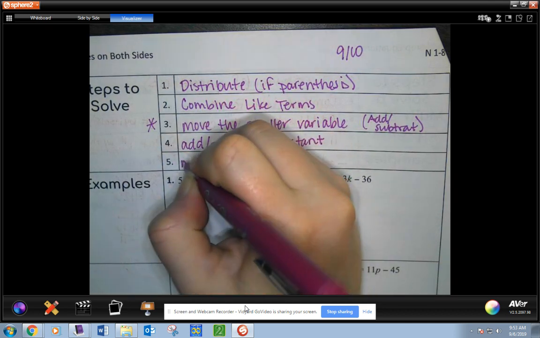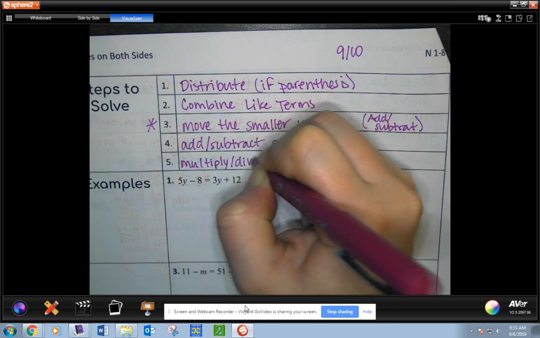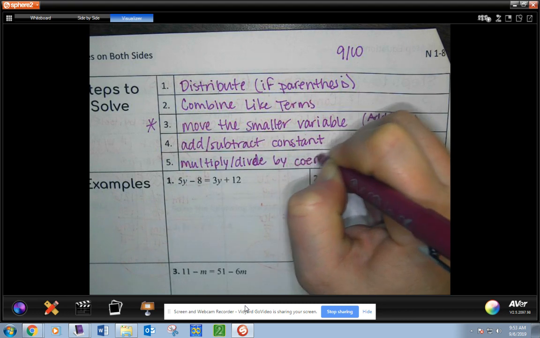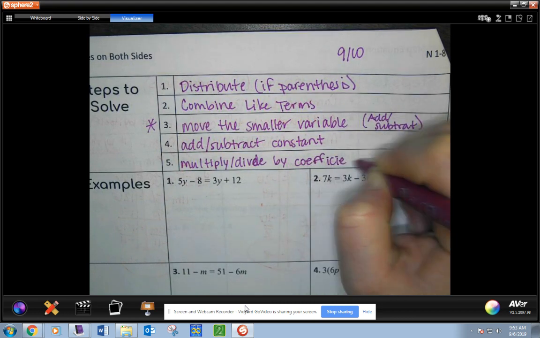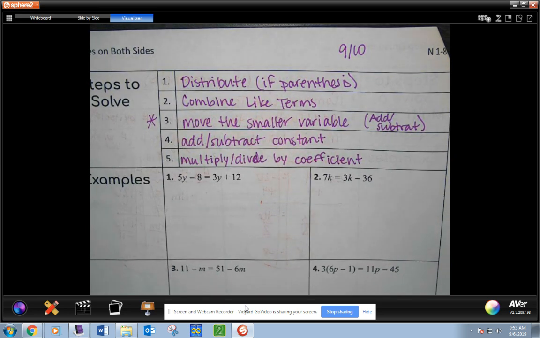And then multiply or divide by the coefficient. And the coefficient is the number with the variable. Okay, so again, as I do my examples, I'm going to go through this as a checklist.